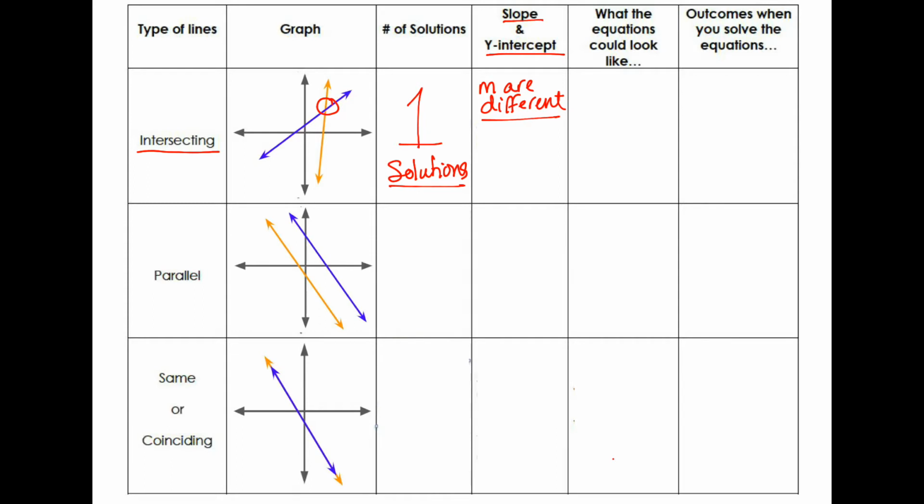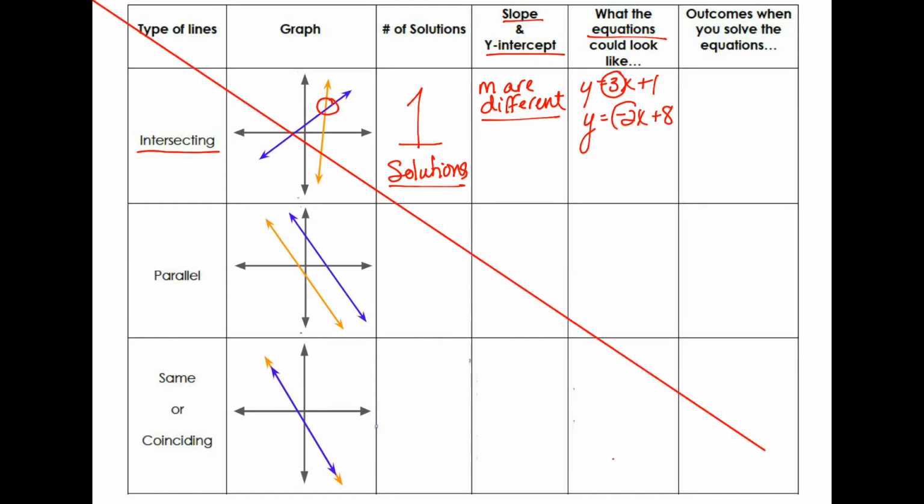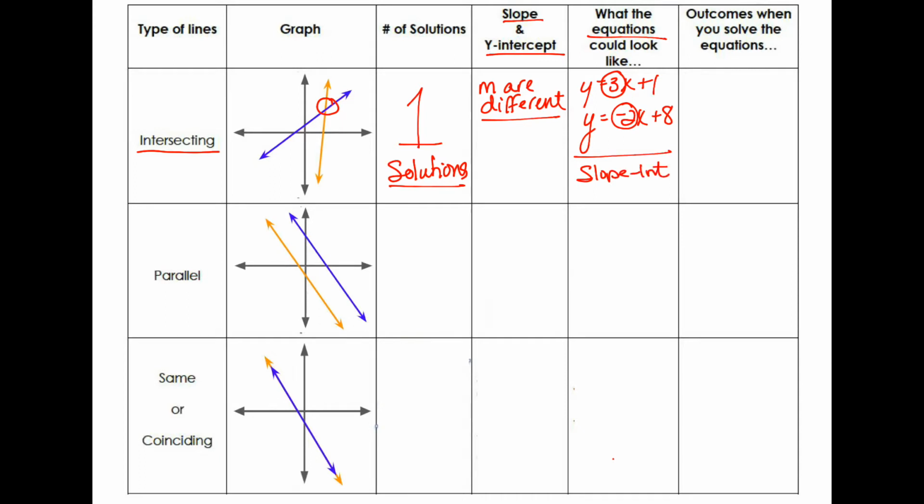What does that look like for their equations? We may have y equals 3x plus 1 and y equals negative 2x plus 8. So we have a slope of 3 and a slope of negative 2. As long as those are different, our lines will intersect. So if you're trying to compare two equations and figure out what type of solution you're looking at, you need to put these lines in slope-intercept form so that you can see what their slopes are.